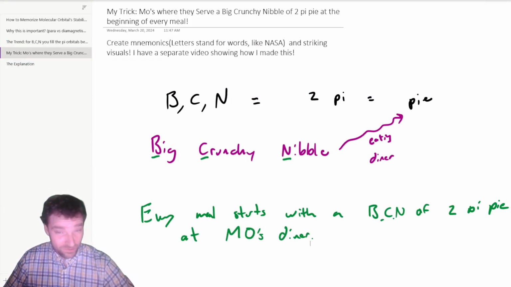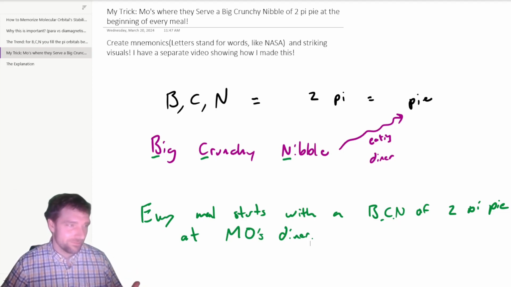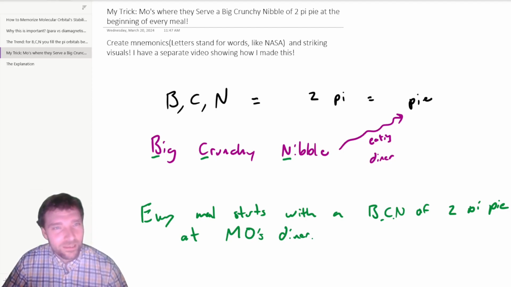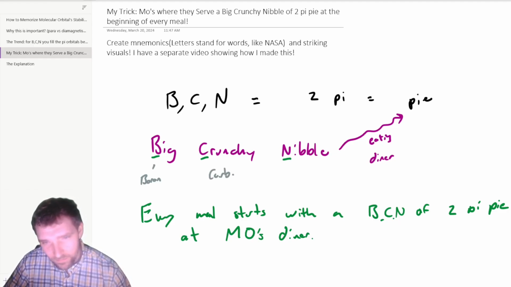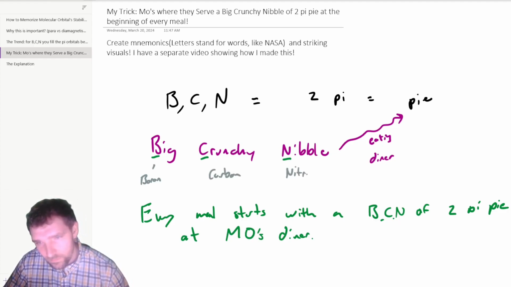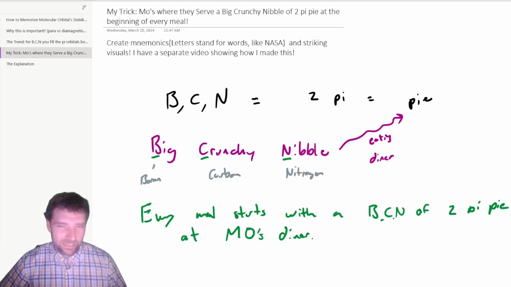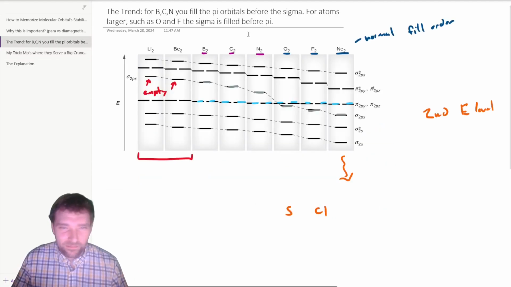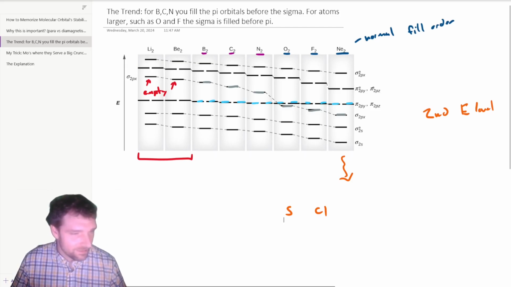In any case, that's the trick you can use to remember that you've got to do 2 pi first when you're at the BCN, or boron, carbon, and nitrogen. If I haven't made that clear, these are related to those 3 atoms, which have the fill order exception, although they kind of do match if you think about lithium and beryllium having similar things. So we'll talk about why in just a second.